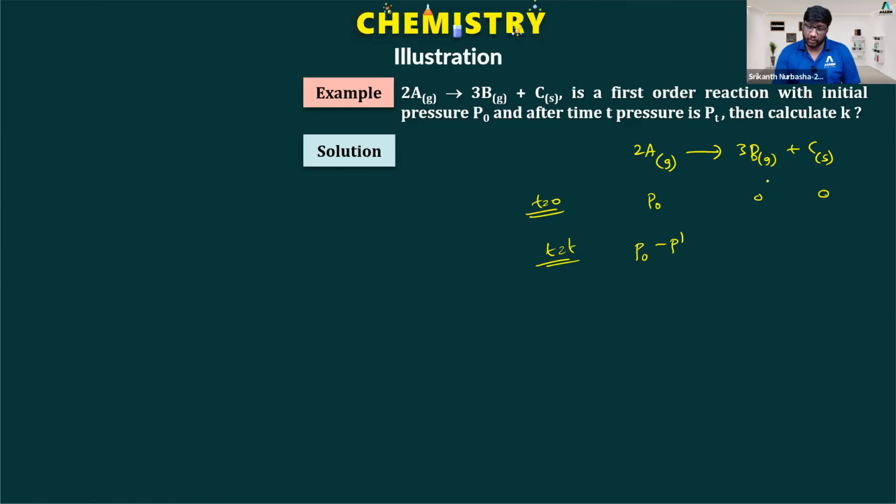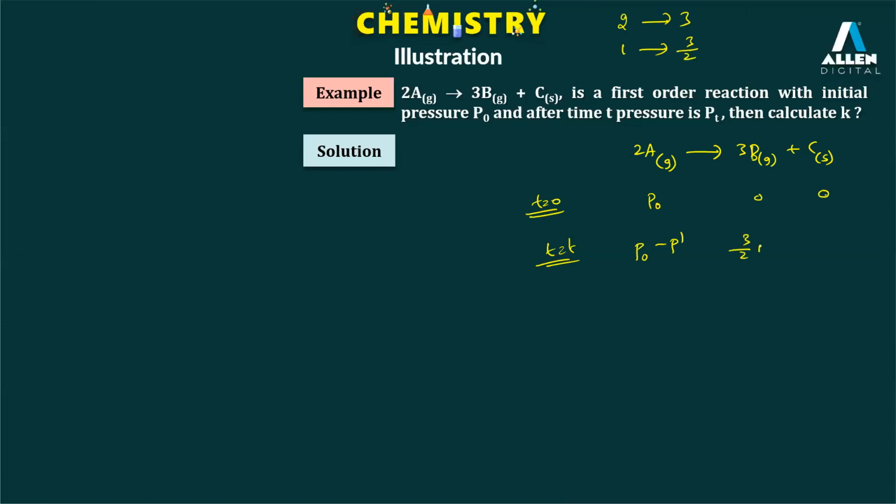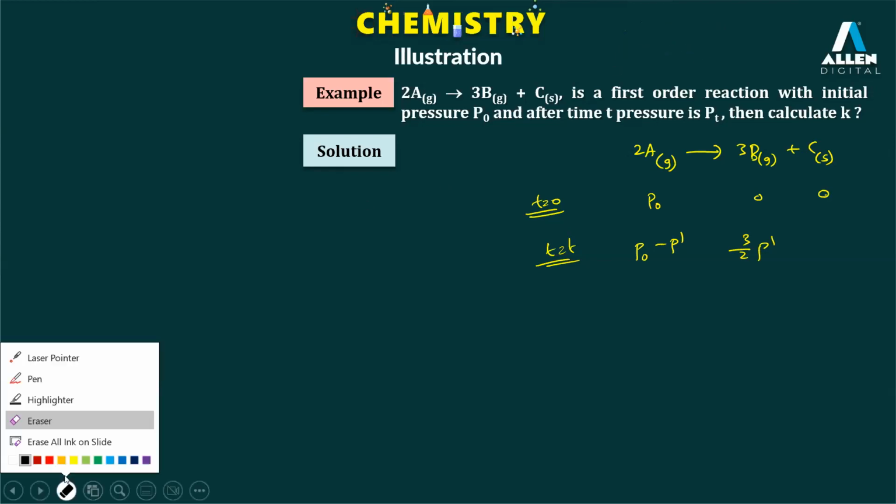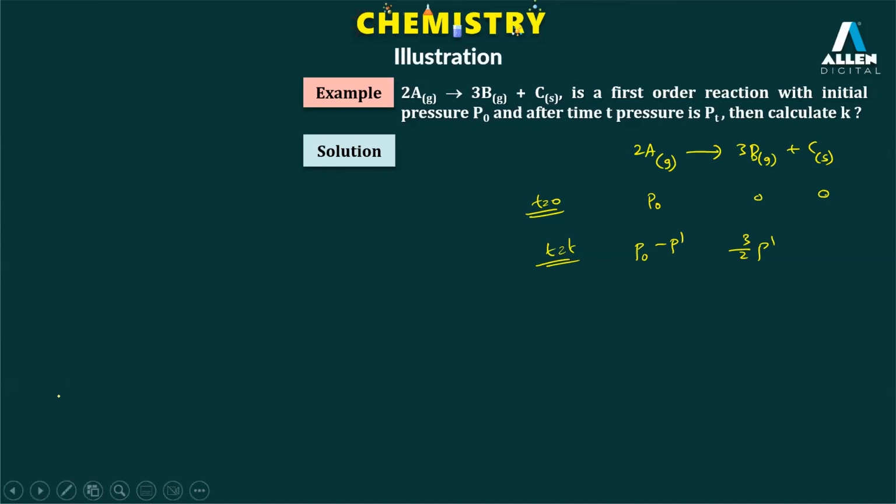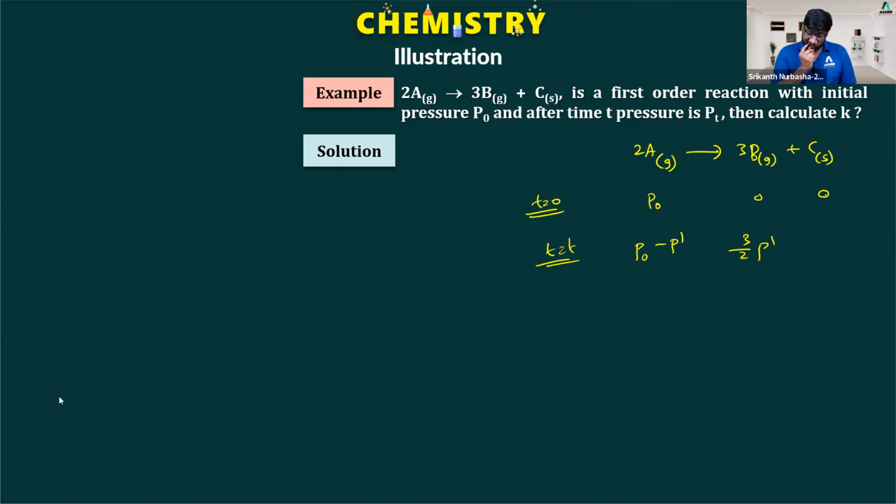3 P dash or 3 by 2 P dash? 3 by 2 P dash. For 2 moles of A, you are getting 3 moles of B. For 1 mole of A, you will get 3 by 2 mole of B. So you will get 3 by 2 P dash. What is the pressure due to C? P dash by 2? Or 0? C is a solid. 0, sir. Okay, C is a solid, so it should be 0. So you have to take care about the physical state given to you. Whenever we have gases, only then we have to include those pressures.